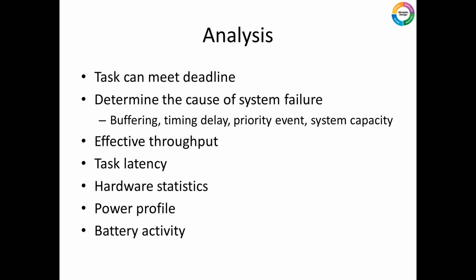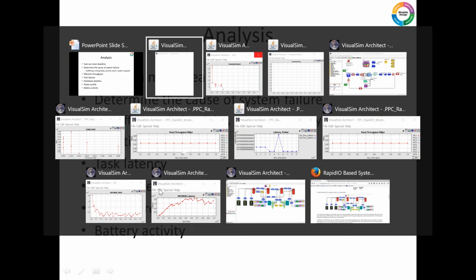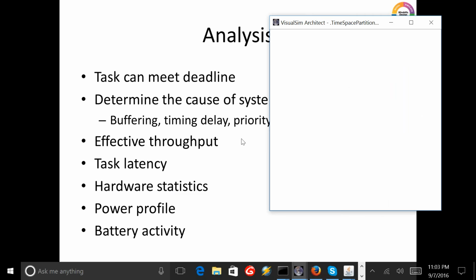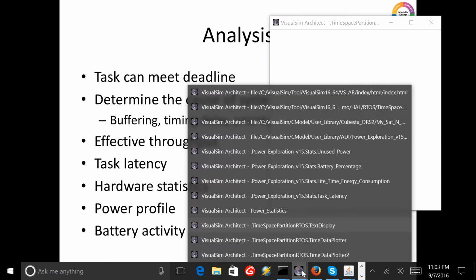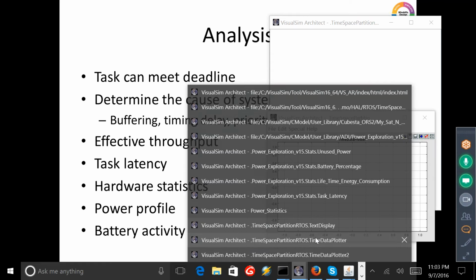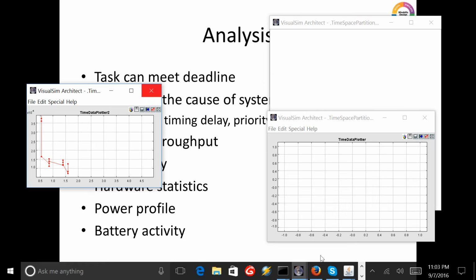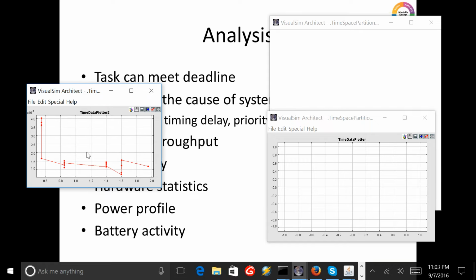To be able to get a full view of that, these are the types of statistics that we generate: the throughput, the hardware statistics, the battery and power profile. So now looking at the model itself, you can start seeing right over here the latency of these different tasks.